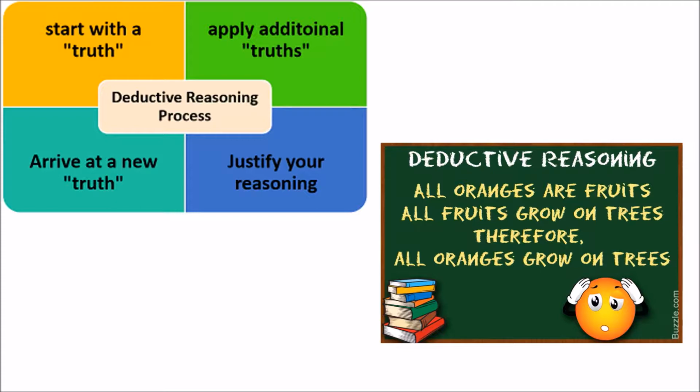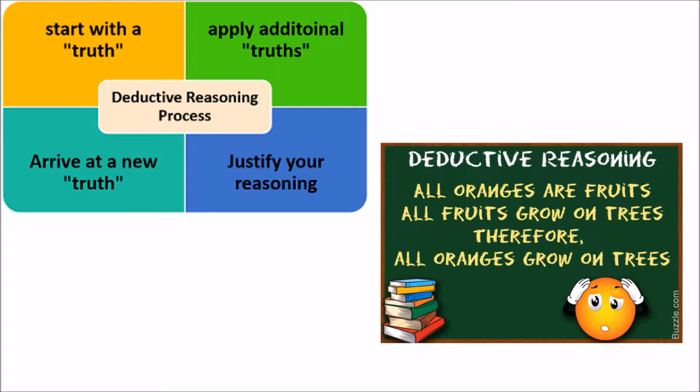Now, the example on the right is a very easy to follow example. So let's start off with a truth. All oranges are fruits. So that's a truth we're starting at, and we're building a new truth. The next statement is all fruits grow on trees. And so therefore it follows that all oranges grow on trees.